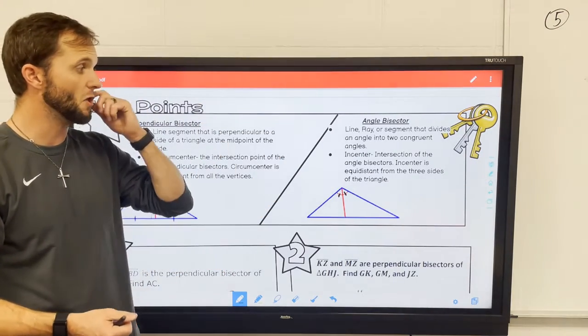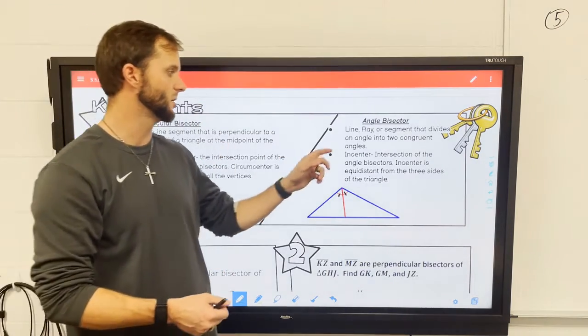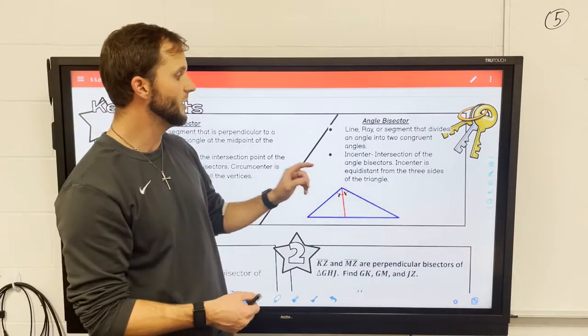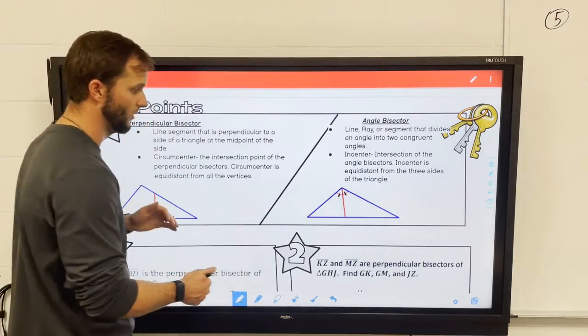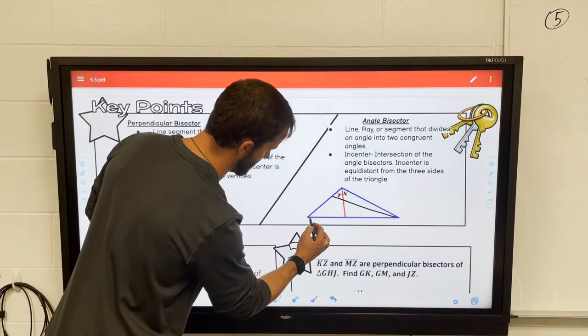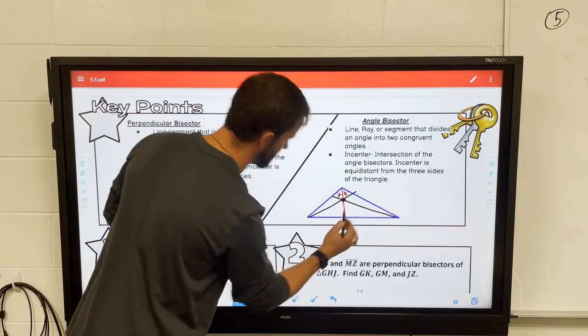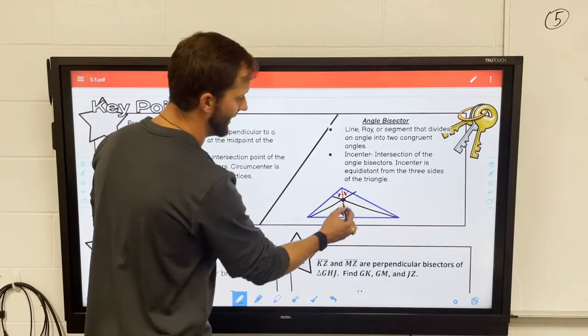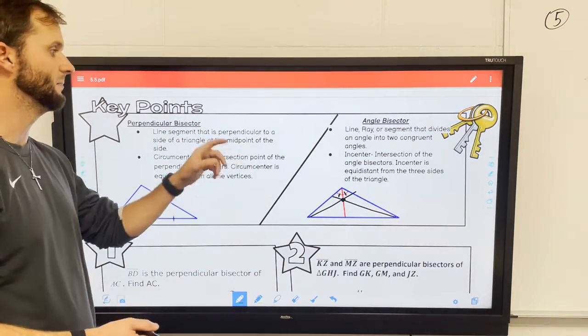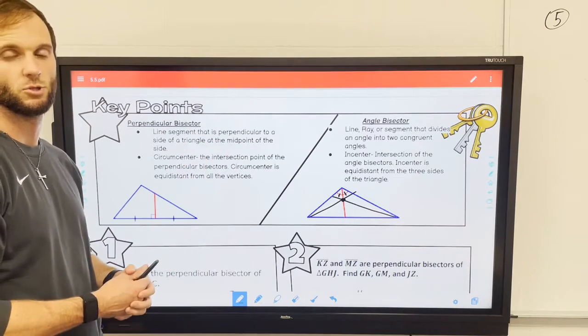Now if I was to draw all three of those, the intersection of the angle bisectors is called the incenter. The incenter is equidistant from the three sides of the triangle. So if I was to somewhat draw an angle bisector here, I'm going to do my best to try and do this, this would be an incenter. And then if I was to draw a 90-degree angle straight to each side, that would end up being the same distance from all three sides of the triangle.